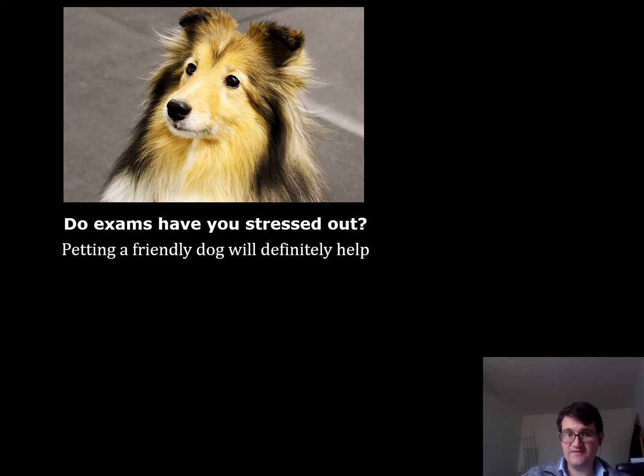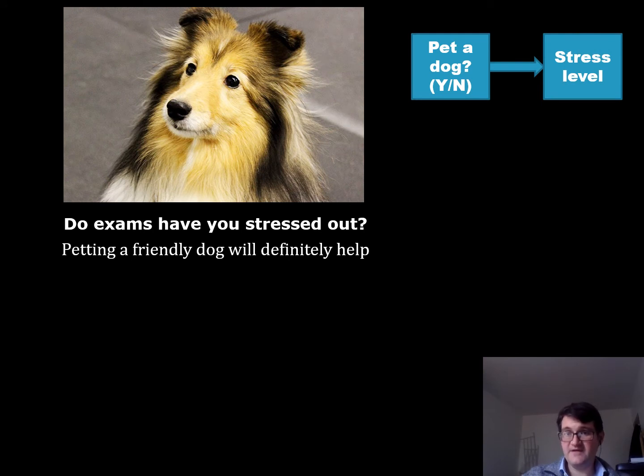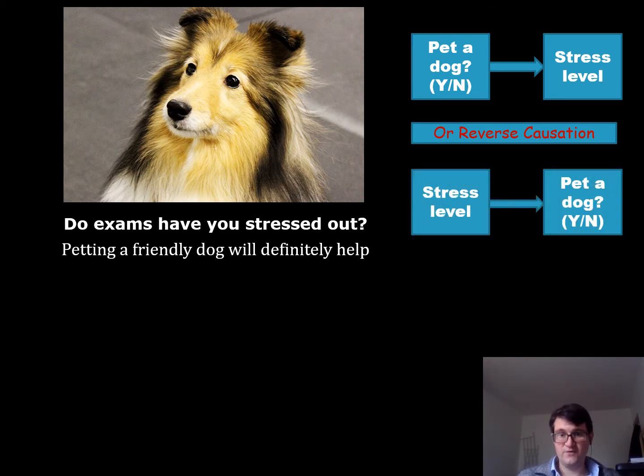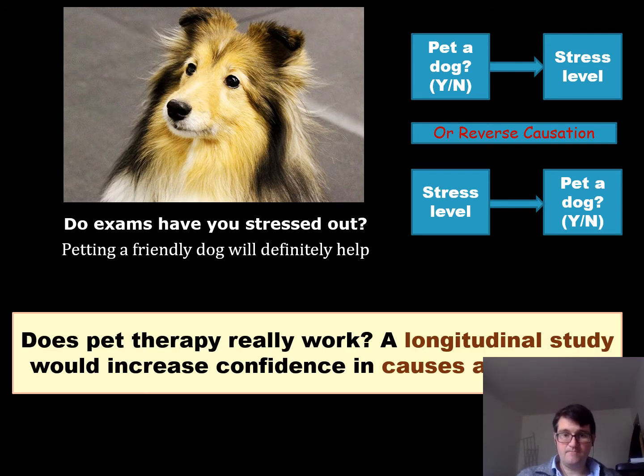So we have that idea, like, do exams have you stressed out? Petting a friendly dog will help, right? The basic idea here is we want to see pet a dog, stress level, but that could be reverse causation, right? It could be that people who have lower stress are not freaked out and therefore go to pet the dogs, whereas somebody who's just really high stress thinks, no, I don't have time to go pet a dog. So it could be that lower stress is predicting using this pet therapy program as opposed to pet therapy reducing stress. Whereas if we're able to do a longitudinal study, that would increase our confidence about what is the cause and what is the effect, right?